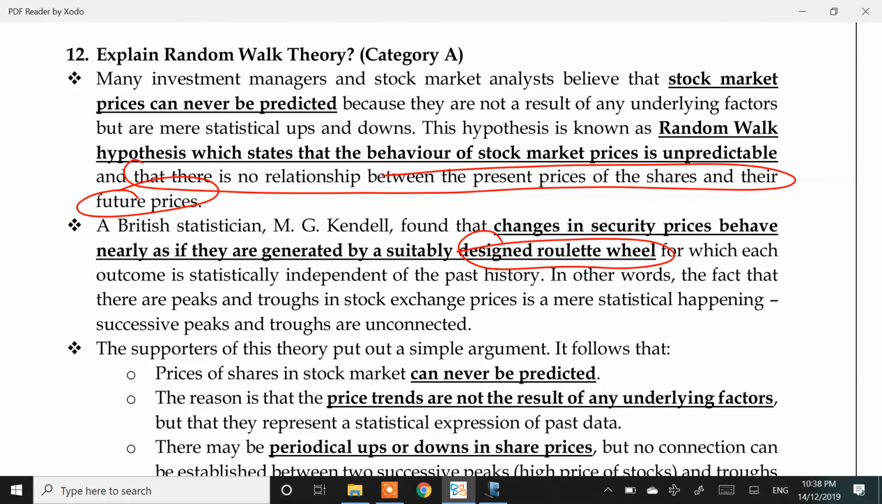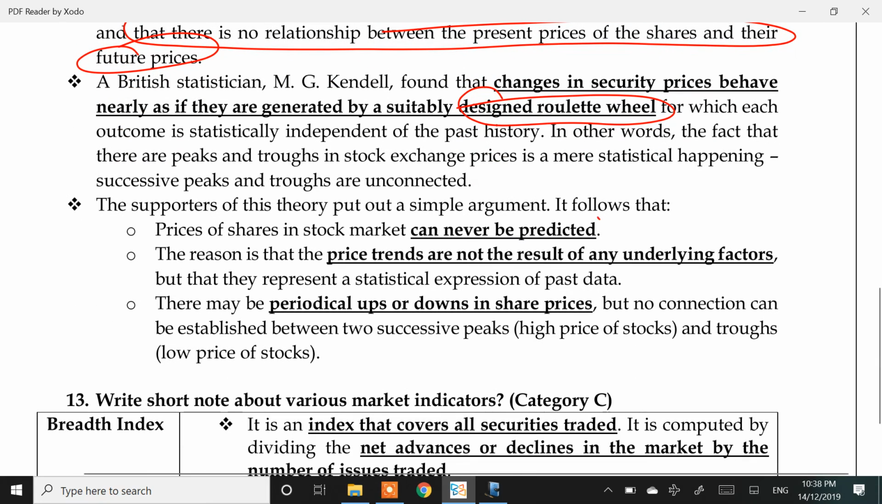The hypothesis is random walk, which states that the behavior of stock market prices is unpredictable. So the key point is, you cannot predict it. The reason is, price trends are not a result of any underlying factors, and there can be successive ups or downs. Now we'll focus on various market indicators.